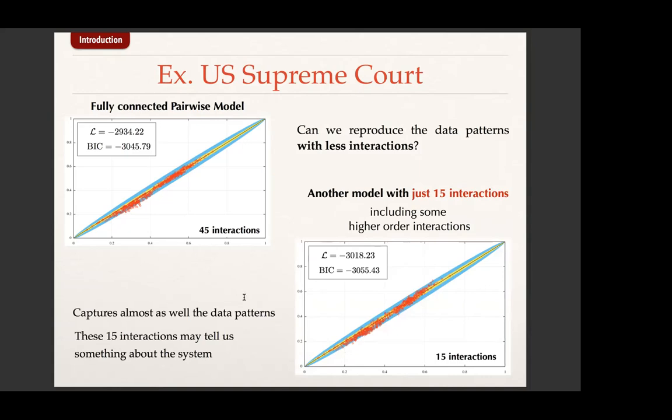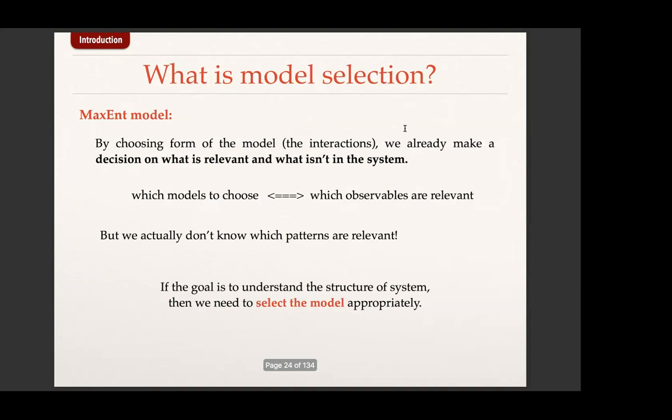So where I want to go here, to summarize, is that by choosing the form of the model, we make an assumption of what is relevant and what is not relevant in the system. And deciding what is relevant is not easy, because we actually don't know from the start what is relevant. And what we can see is that we can select many types of models that would fit almost equally. So if we really want to understand something about the structure of the system, we need to select the model appropriately. And that's not an easy thing to do.